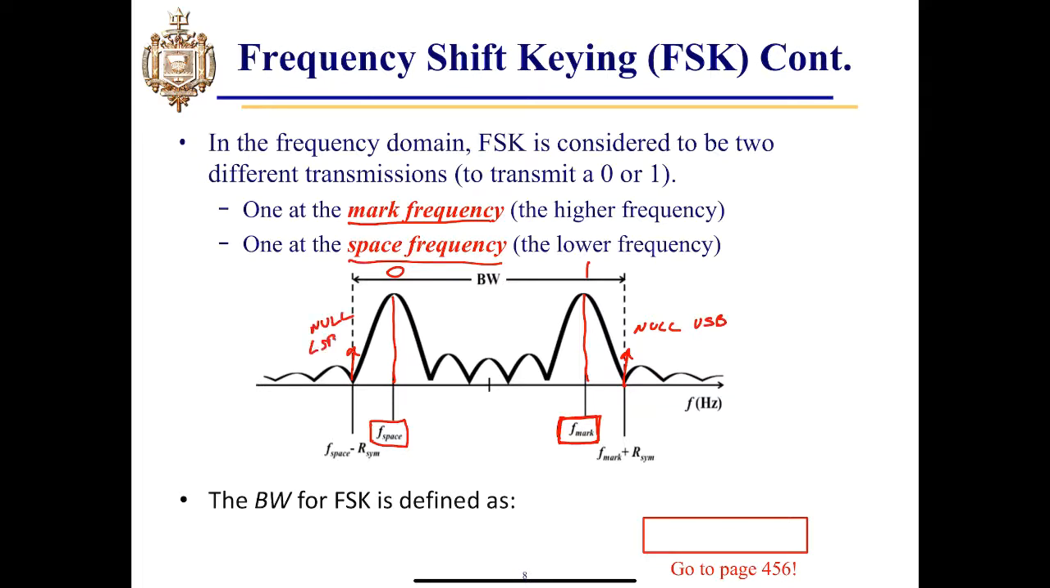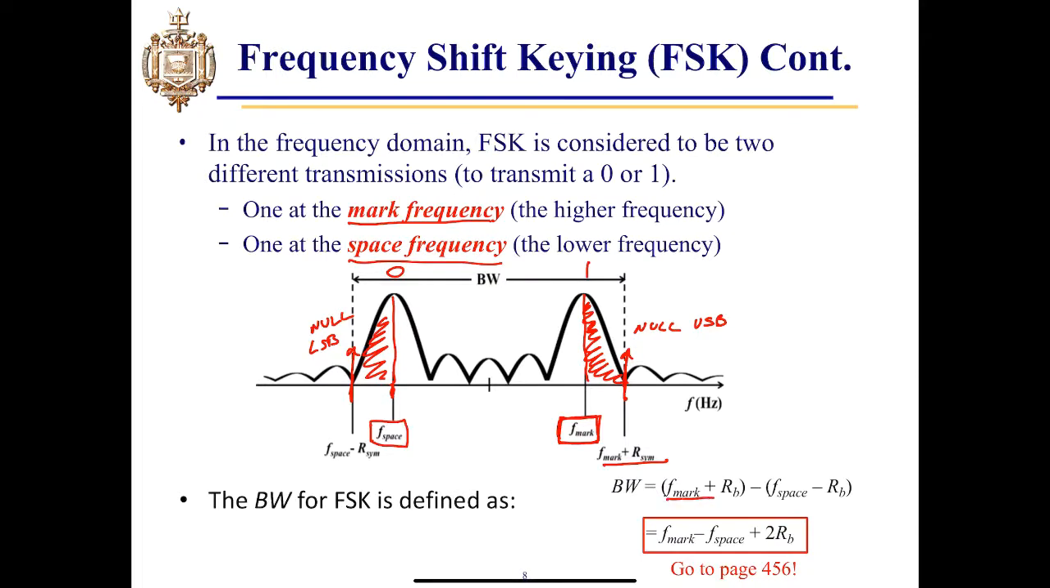So this is the first null of the upper sideband, and this is the first null to the left of the lower sideband. How do we figure out the frequency change from this null to this null? Well, we take F mark plus the symbol rate. Remember, the distance from F mark to the first null is the symbol rate. So we have F mark plus the symbol rate, minus F space minus the symbol rate. The distance from here to here is F space minus the symbol rate.